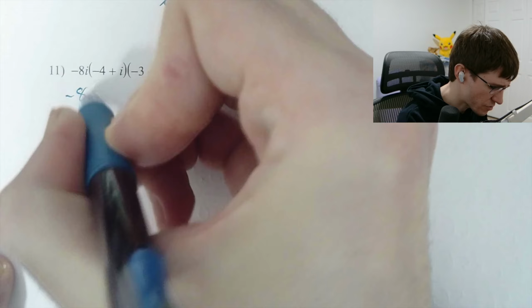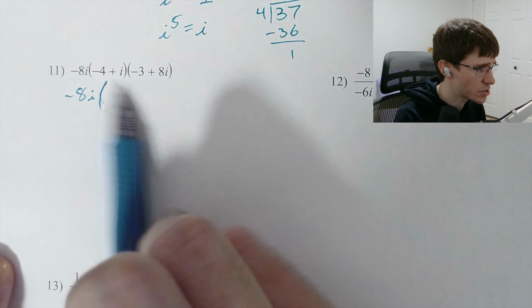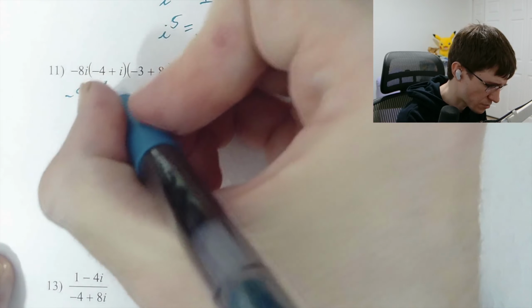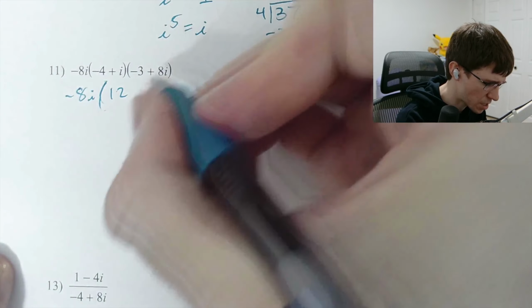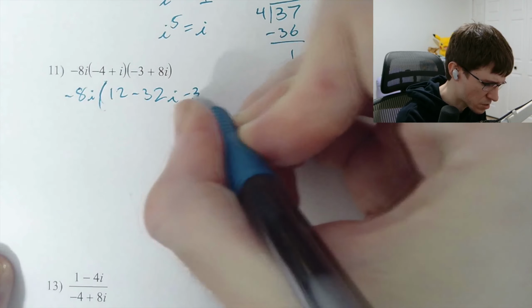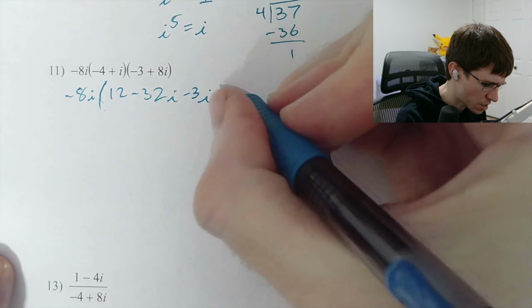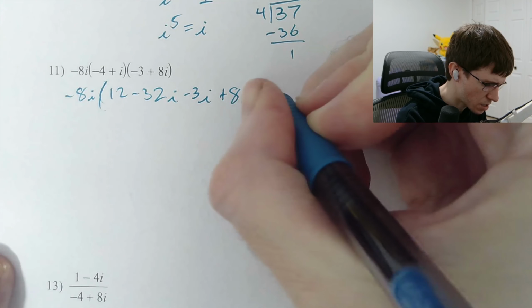Either way, I'm doing my foiling part first, my distributive property of these two first. -4 times -3 is 12. -4 times 8i is -32i. i times -3 is -3i. And then we have i times 8i, which is plus 8i squared.